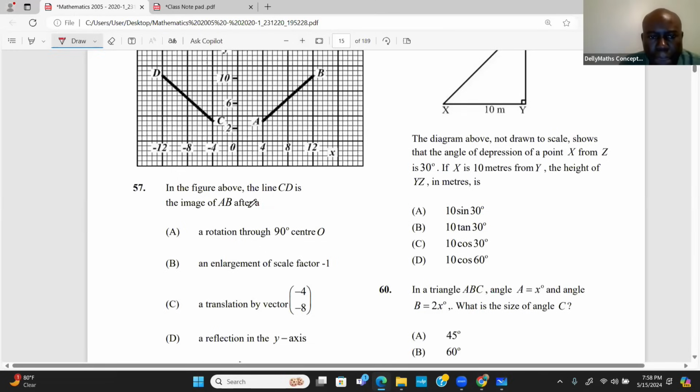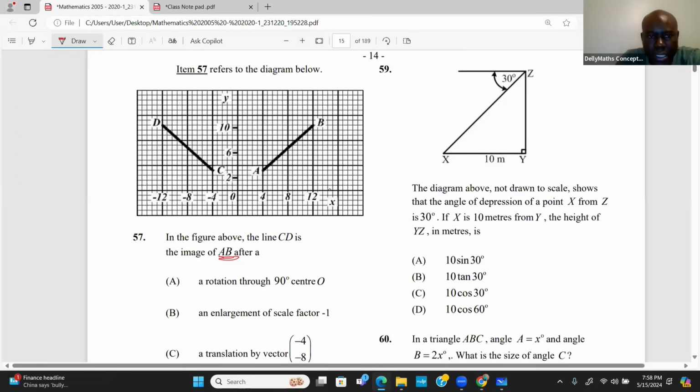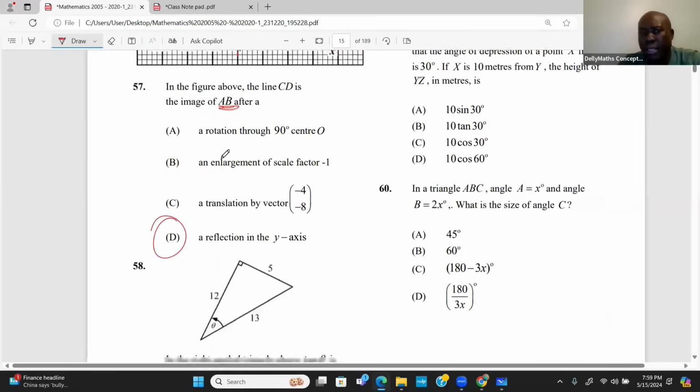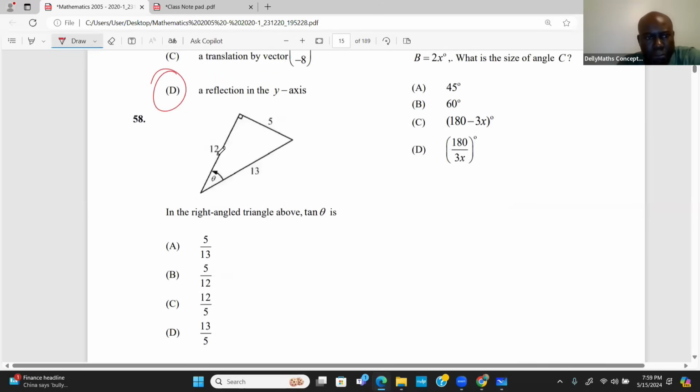So it says in the figure above, the line CD is the image of AB. So this is the object, and this is the image. And you could look, you'll see that it's a reflection too. Now you're seeing that this reflects over here, and this is the center. So this is the y-axis too. So it is a reflection in the y-axis. See it here? So when you look at it, you should be able to properly pick your answer. Reflection in y-axis.